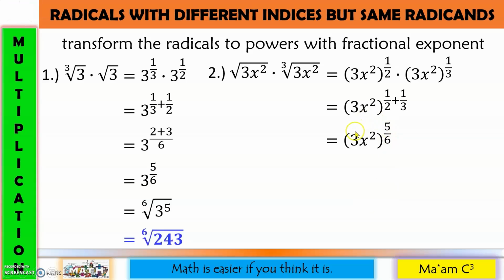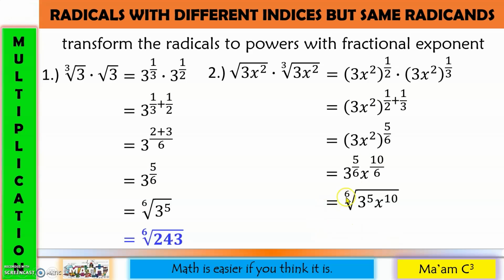And then we distribute the exponent. So we have 3 raised to 5 over 6, and then x squared raised to 5 over 6, that will be 2 times 5 is 10, so x raised to 10 over 6. And then let's convert this into radical form. 6 will become the index. So the 6th root of 3 to the 5th, x to the 10th power.